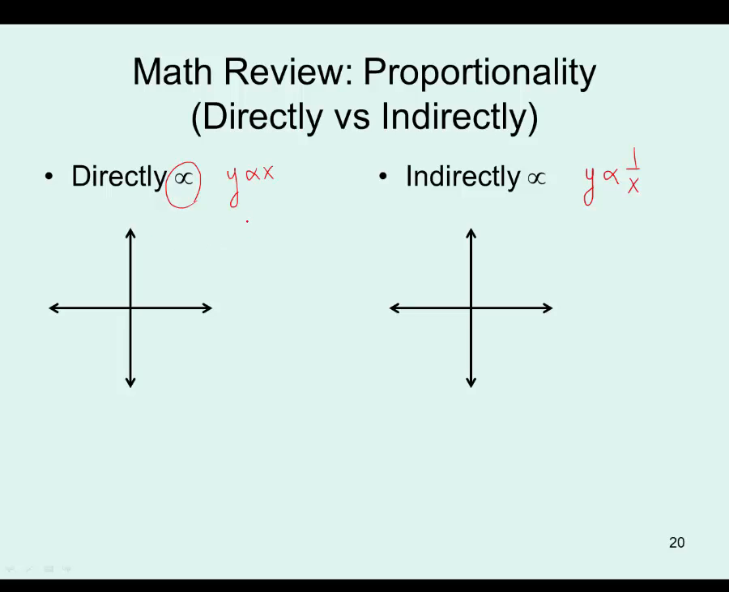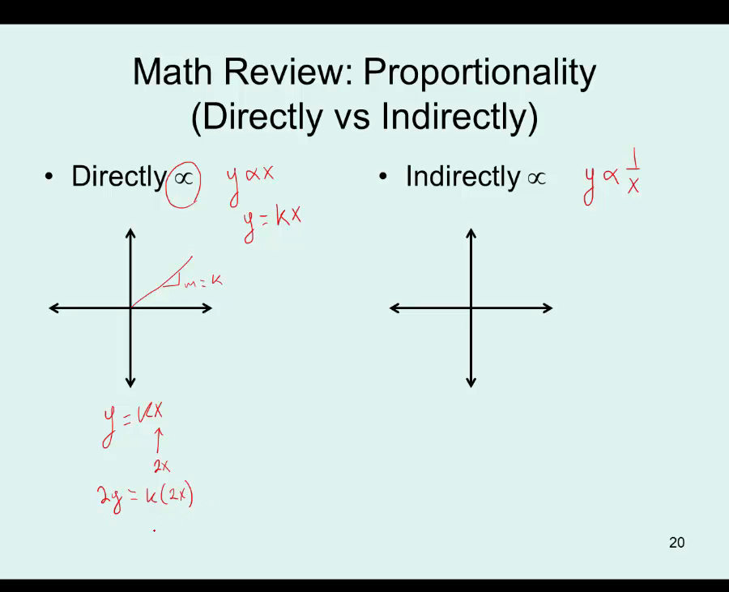If we were to turn this into equality, we would have y equals our constant of proportionality, k, times x. And of course, if we were to graph this, this is a function that passes directly through our origin, a straight line, with our slope being our constant of proportionality, k. If we were to take y equals kx, what would happen if we were to double our input? What if we put a 2x in? If we were to put 2x in here, of course, our output would also double.